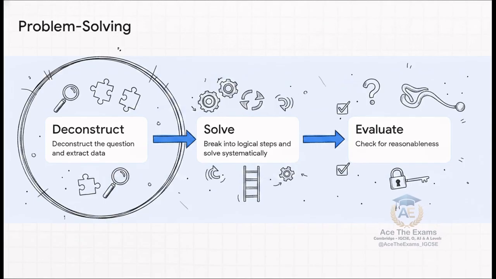Easy. Always run your thinking through this simple 3-step problem-solving loop. Step 1. Deconstruct the question and extract the actual data from the stimulus. Step 2. Solve systematically. Break the problem into logical chunks and physically show you're working on the page. Step 3. Evaluate and check for reasonableness. Just take a breath and ask yourself, does this answer actually make sense in the context of the biology I know?